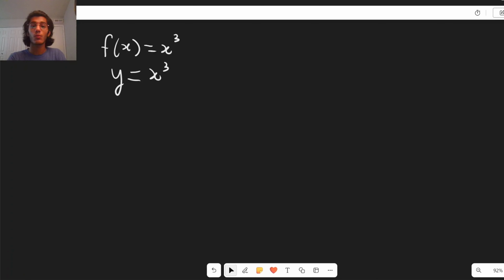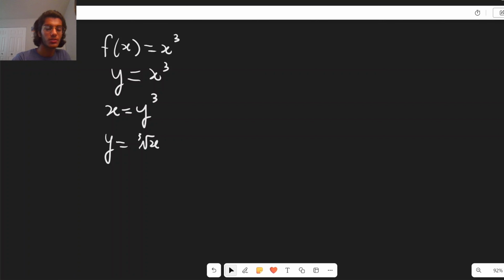Now you replace y and x with each other. So now you get x equals y cubed. And finally, you solve for y. So in the end, we get y equals the cube root of x. And you can just replace y with the original f of x, and there's your answer.